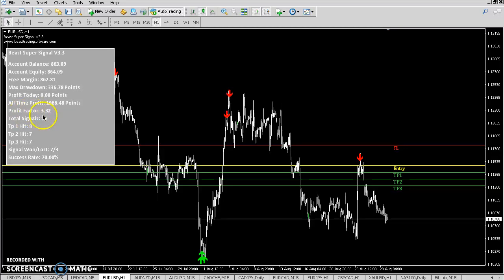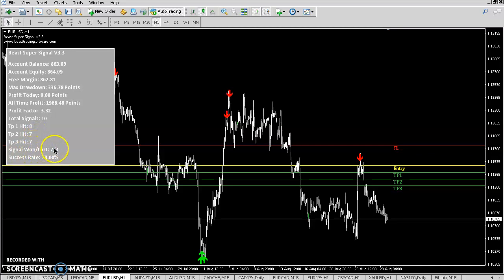The next thing we have is the profit factor. Here we calculate the profit factor of the signals that are being calculated. Then we have total signals, and here we have TP1, TP2, and TP3. This is to show you how many times each TP got hit. We have the 3 different levels here, and sometimes price might reach TP1, might reach TP2 before reversing, or before a new signal comes along. So here it shows you how many times a signal would have reached the TP. In this case, we had TP1 hit 8 times, TP2 7 times, and TP3 7 times.